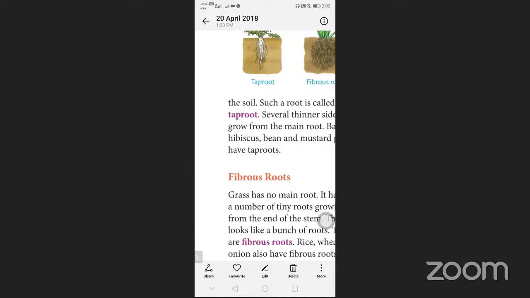Next, Nana. You know very well every plant compulsorily has roots. Without roots, any plant will not grow. So the roots are fixed in the soil at one place. So what is the function of these roots? What do the roots do for the plant?